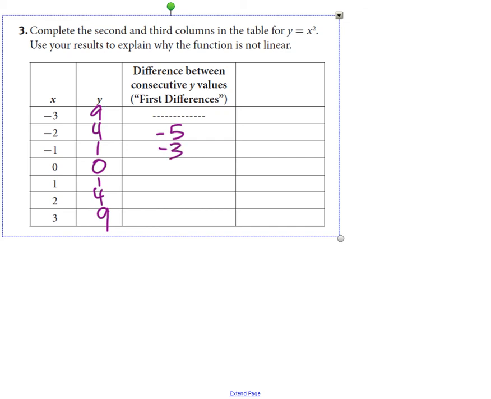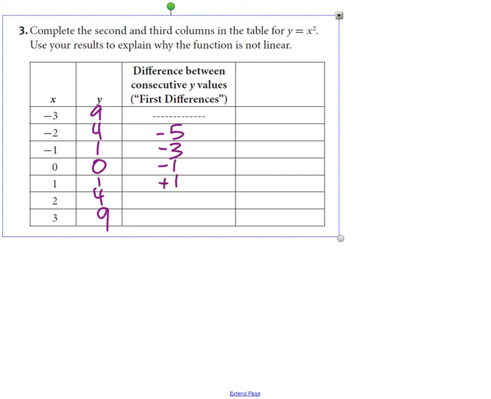Like 4 minus 2 is obviously 1. Okay, how do we get from 1 to 0? Subtract 1. All right, here's the tricky one. How do we get from 0 to 1? Add 1. Plus 1.